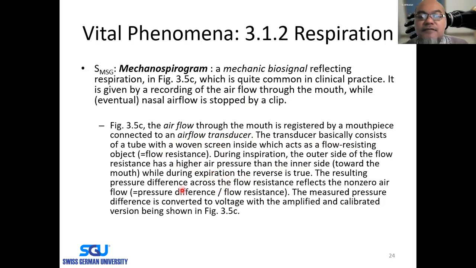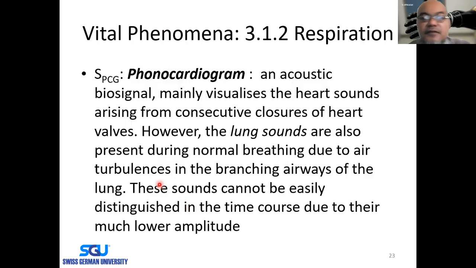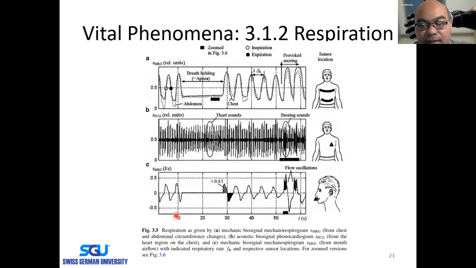So the resulting pressure difference across this flow resistance reflects the non-zero airflow pressure difference and flow resistance. There are two of these screens, inside and outside, and the difference between the two will determine whether there is airflow or not. The measured pressure difference is converted to a voltage, with the amplified and calibrated version being shown in figure 3.5C, this part.